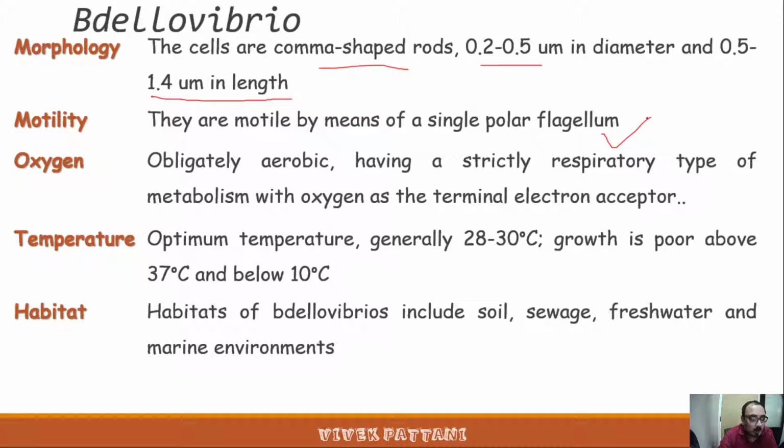They are obligately aerobic; in the absence of oxygen they will not be able to grow. Generally their optimum temperature is around 28 to 30 degrees Celsius, but they can grow up to a temperature around 40 or 50, though the growth activity will be very low. Habitats of Bdellovibrios include soil, sewage, freshwater, and marine environments.